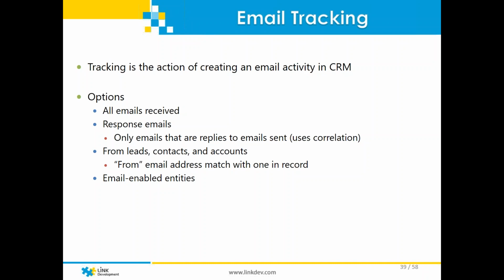Okay, there are options. Of course, you can convert all email received into an email activity. You can only convert the ones that are responses to certain emails, which uses something called correlation. I'll explain in a bit. And then there are leads, contacts, and accounts, where it compares the from field. And then there are the email enabled entities, for all entities, not necessarily leads, contacts, and accounts only.